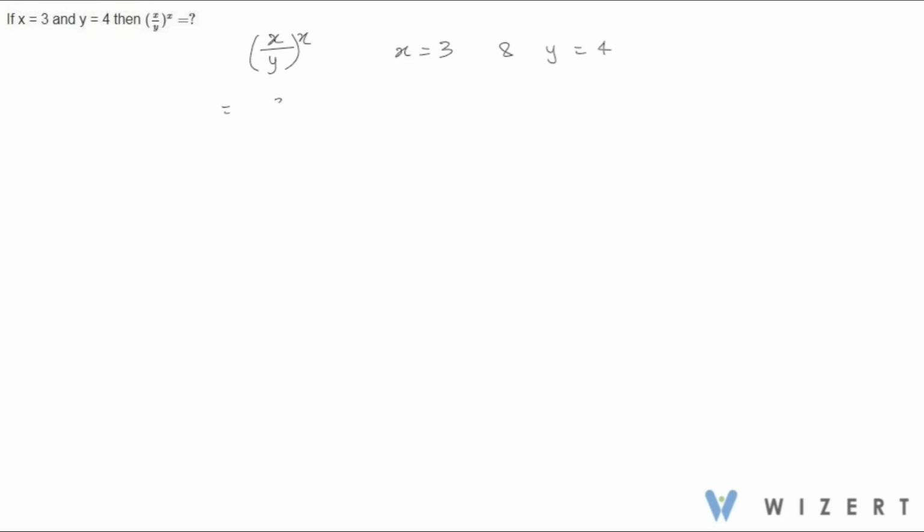This will be equal to (3 by 4) whole to the power 3, which is equal to 3 to the power 3 divided by 4 to the power 3. This is because of the law of exponent, which says (a by b) whole to the power m equal to a to the power m by b to the power m. So this will be equal to 3 cube is 27, 4 cube is 64. So this is the answer.